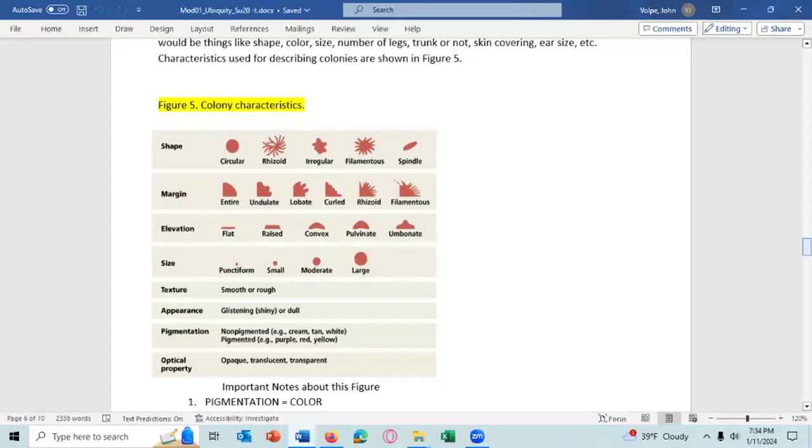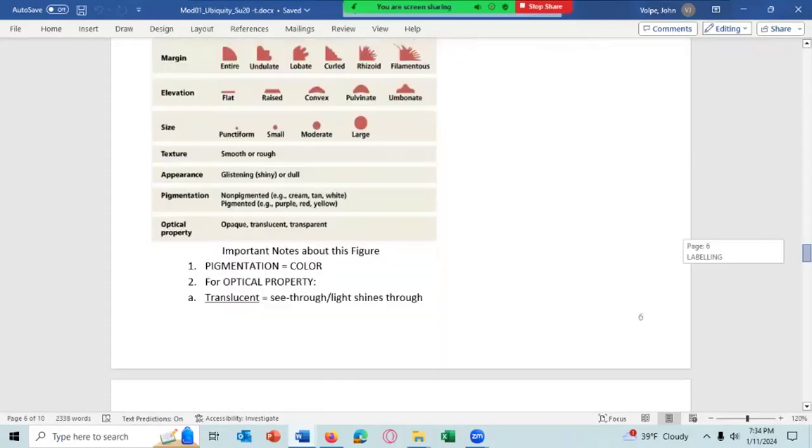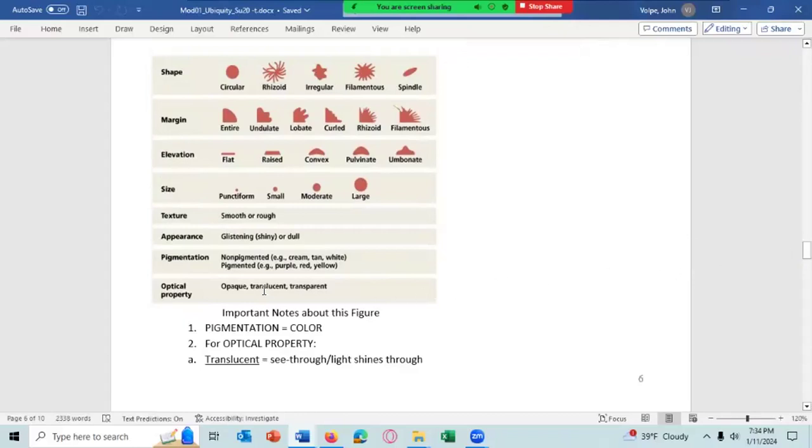Colonies can have an optical property. Most colonies are opaque. You cannot see through them. A few colonies are translucent. And then very rarely, you may see a transparent colony. I've only seen a transparent colony maybe 2 or 3 times in my life. And I'm pretty old.